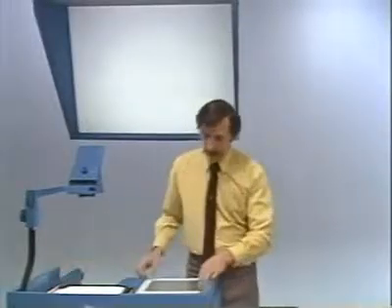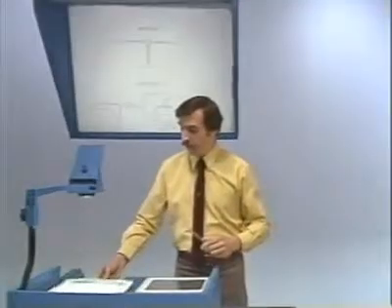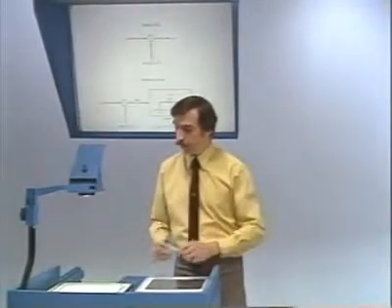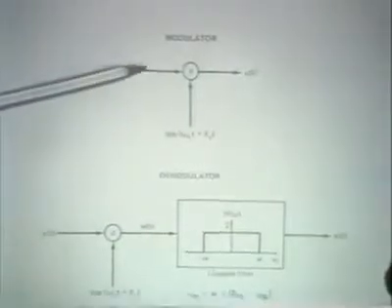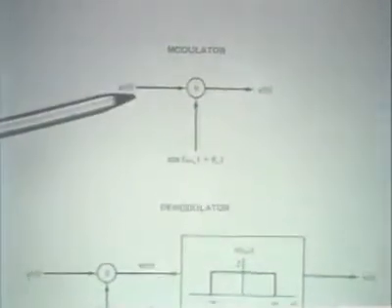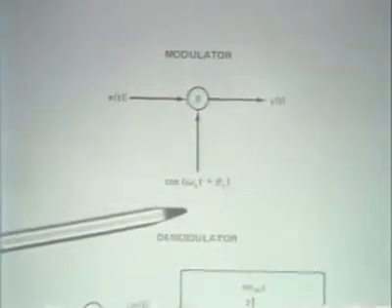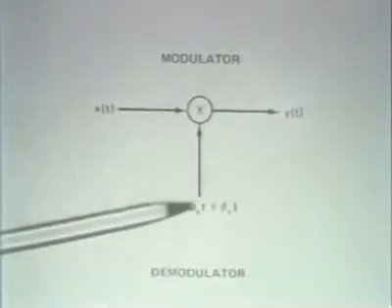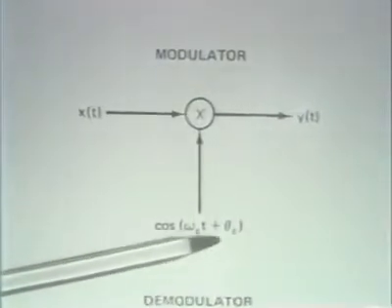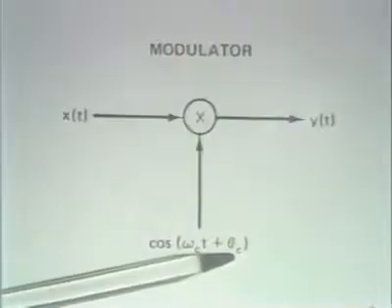Okay, so what we have is the modulator and demodulator. And just to summarize, for the case of a sinusoidal carrier as opposed to a complex exponential carrier, the modulator is just as it is in the complex exponential case. It's multiplication with the sinusoidal carrier with frequency omega c and phase theta sub c.